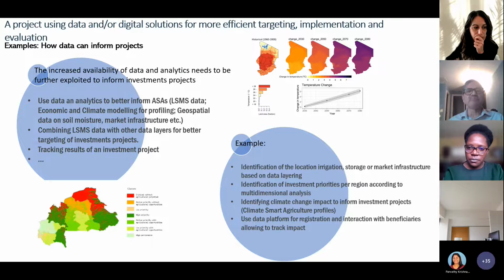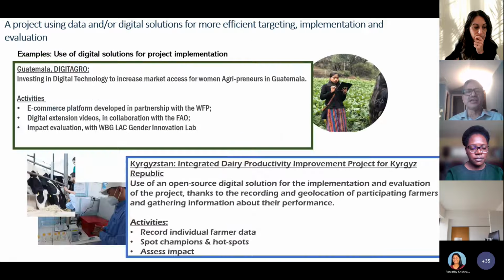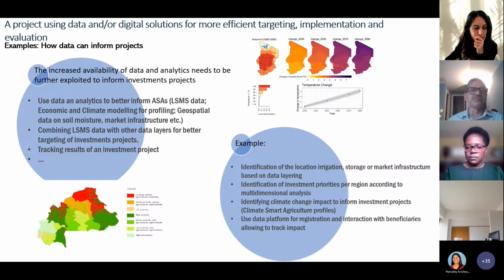And these are some examples of how data can inform projects. I'm not going to run through all of them. Obviously, you can use LSMS data, studies, economic and climate modeling, and geospatial data on soil moisture and market infrastructure, and combine this data to come up with better focused interventions and also track what is happening in your project. And there are many examples of that. Next, please.